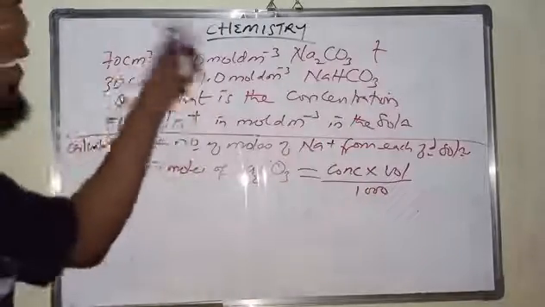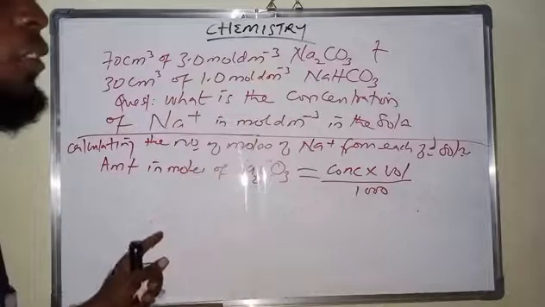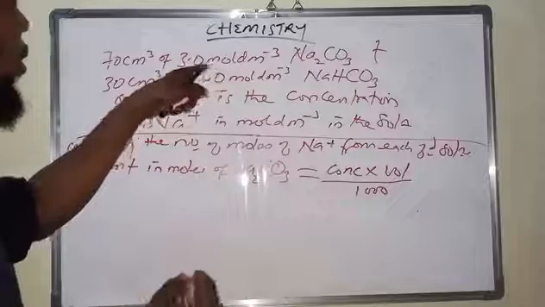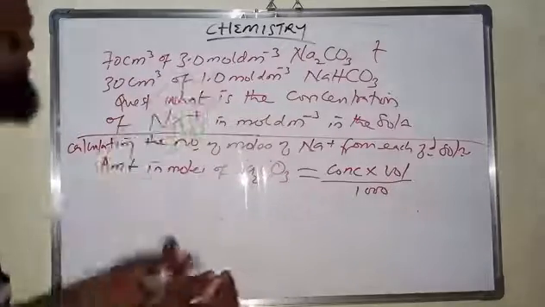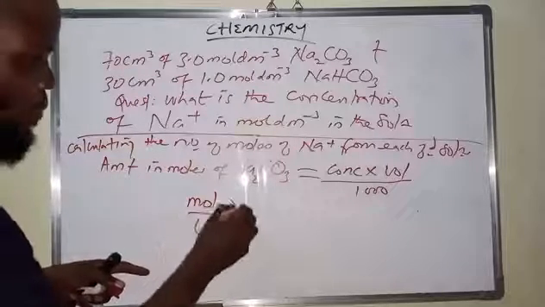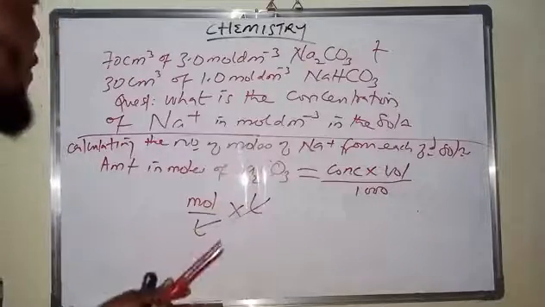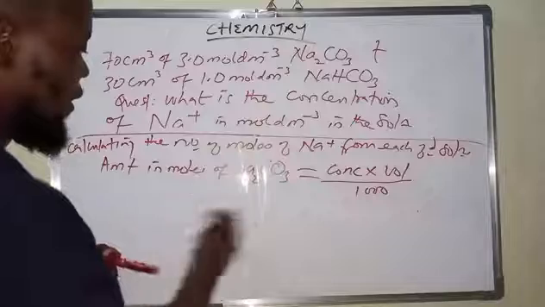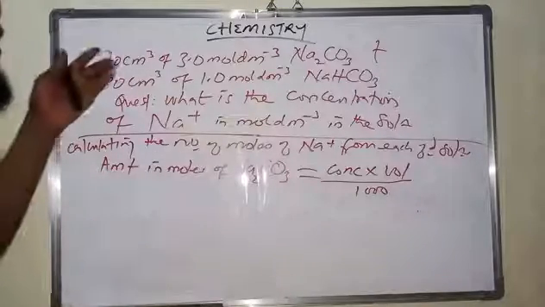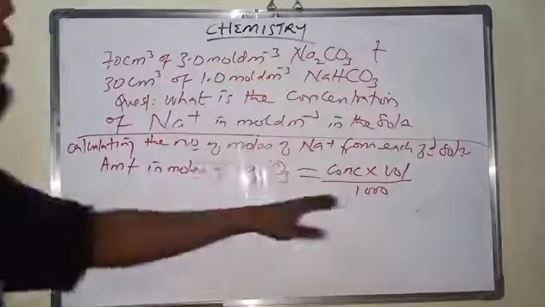Anything given in mole per dm cube is concentration. We multiply by the volume, and that gives us the amount in moles. Supposing the concentration is given in mole per liter and the volume in liter, the concentration multiplied by the volume would give us the amount in mole. But this is given in mole per dm cube, and the volume is given in centimeter cube. People will want to convert this to liter, but there's no need of doing that. All you do is multiply the concentration by the volume divided by 1000.